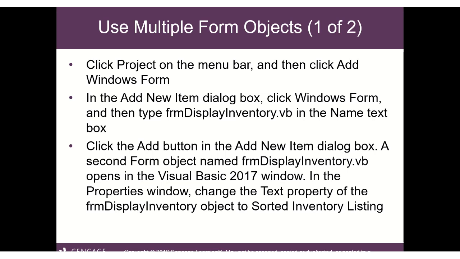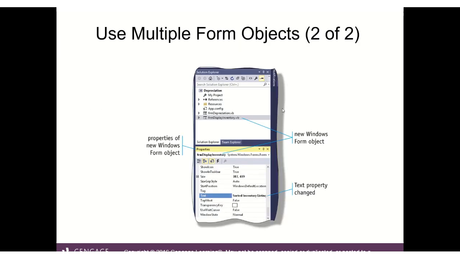So you can use multiple form objects as well in the project. You click Project on the menu bar and then click Add Windows Form. In the Add New Item dialog box, click Windows Form and then type FormDisplayInventory.vb in the name text box. Then you click the Add button in the Add New Item dialog. We did it last week as well. A second form object named FormDisplayInventory.vb opens in the Visual Basic window. In the properties window, change the text property whichever way you want. And then you should see the sample screen after you create the new form.